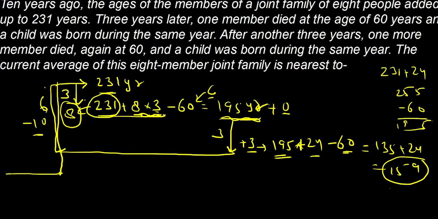Okay, so again a person is born, but he has a 0 years age, and again the total number of people in the family is 8. A child was born during the same year. The current average of the 8-member joint family is nearest to. Okay, so to get the present age, 6 years was already done, so this slot is at what, 4 years.